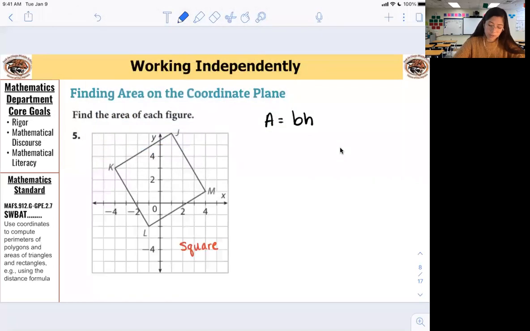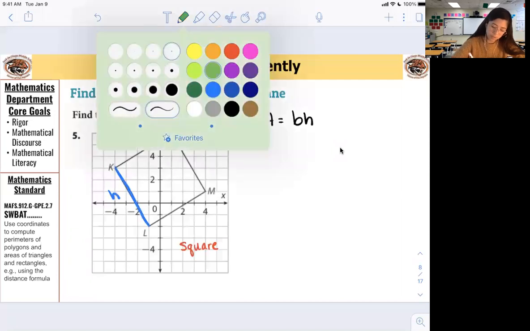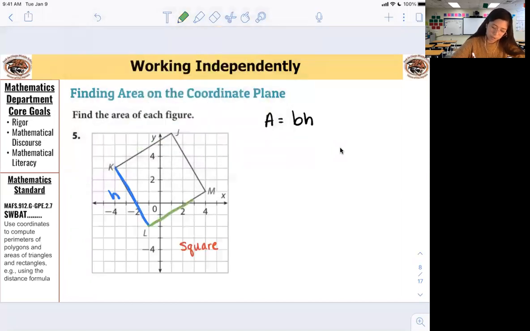So I need to know, let's call this one the height. Just pick two. Why do I only need two? Do I need to know the rest of them? No, why not? Because it's a square, and the sides of the squares are all equal. Okay. Now we think it's a square.